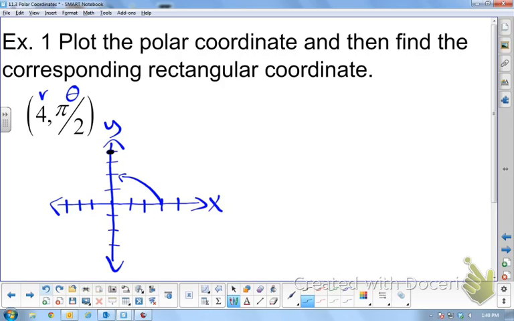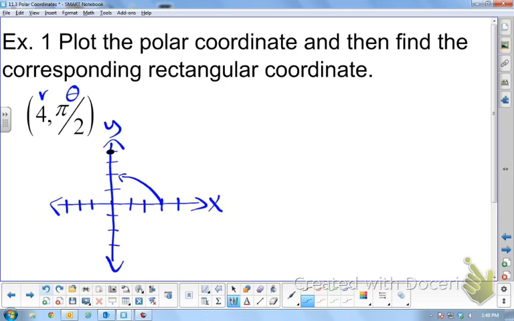We don't have to draw the entire line to plot the point. Drawing the entire line is just to help us plot the point, but the point itself is independent of the line drawn from the origin. So there is my coordinate, which we can name the rectangular coordinate really easily without even doing any math: 0, 4. If we look at the graph, that's located at 0, 4.